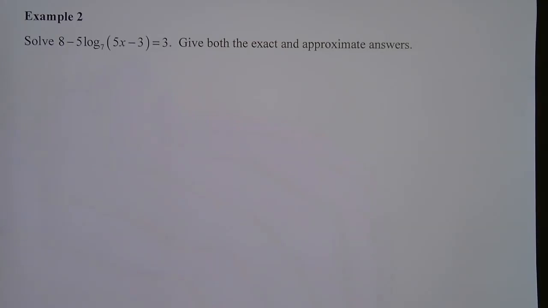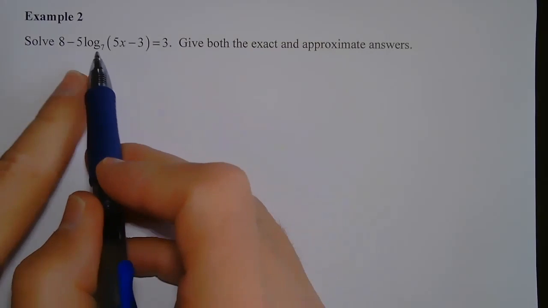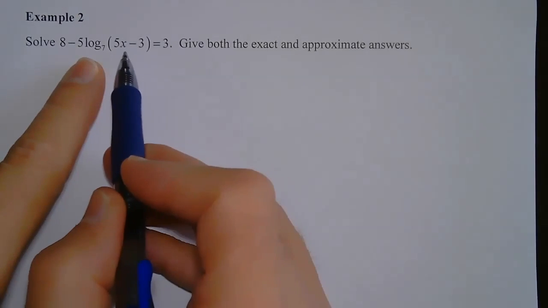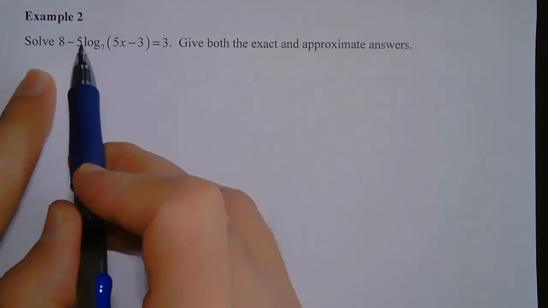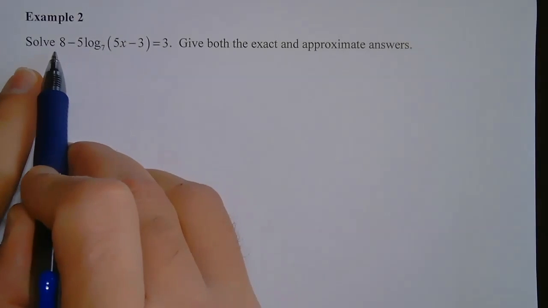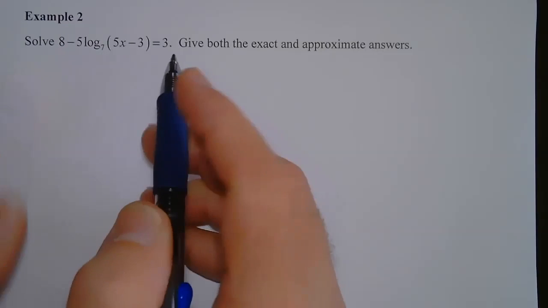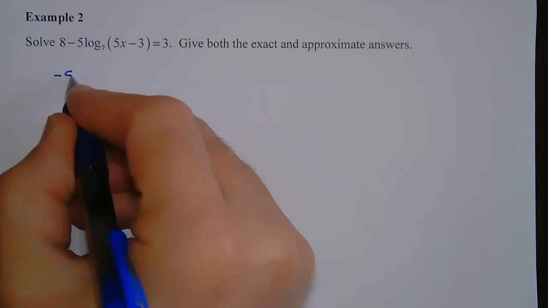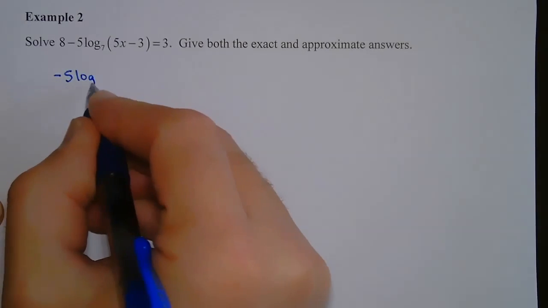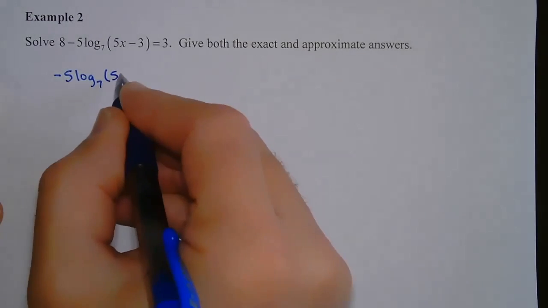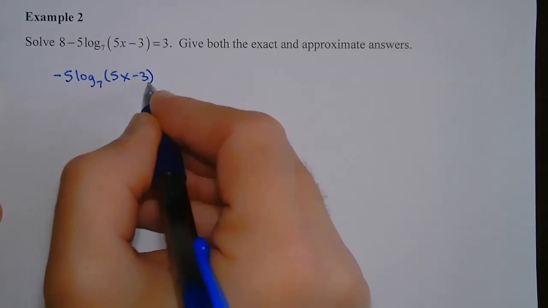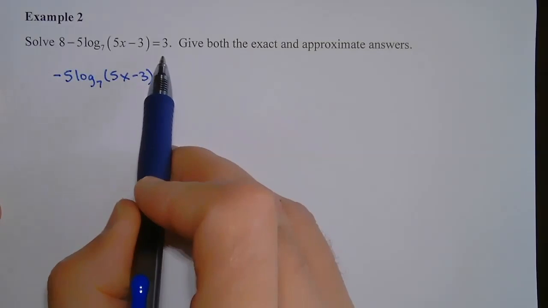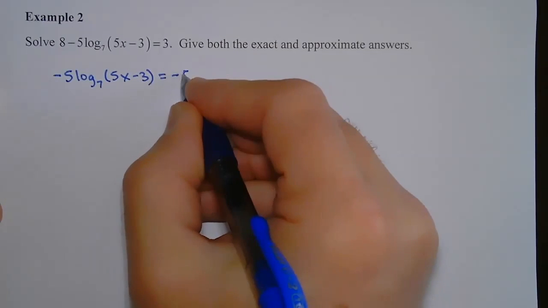So the very first thing we want to do is get this logarithm by itself. So log base 7 of 5x minus 3, we want to isolate that. The easiest way is to just remove this 8, so subtract 8 from both sides. If we subtract 8, we wind up with negative 5 log base 7 of 5x minus 3 is equal to, and then this 3 right here, we're taking 8 away, so 3 minus 8 would be negative 5.